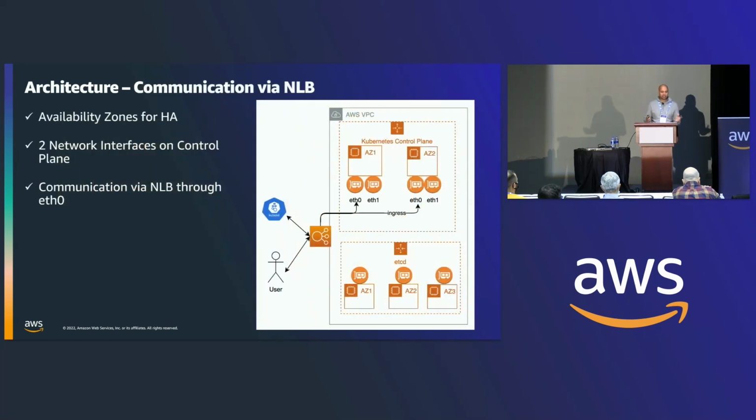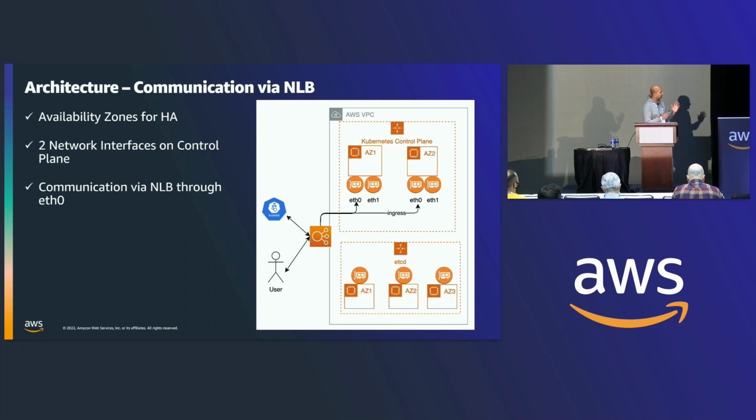Let's look at the communication model in EKS. In this diagram, there's a user and there's an automated workload, kubelet, interacting with the cluster through a network load balancer. That's the interface with the customers. But when customers send a request through the network load balancer, the request hits the primary interface on the Kubernetes control plane instances, represented here as ETH0.